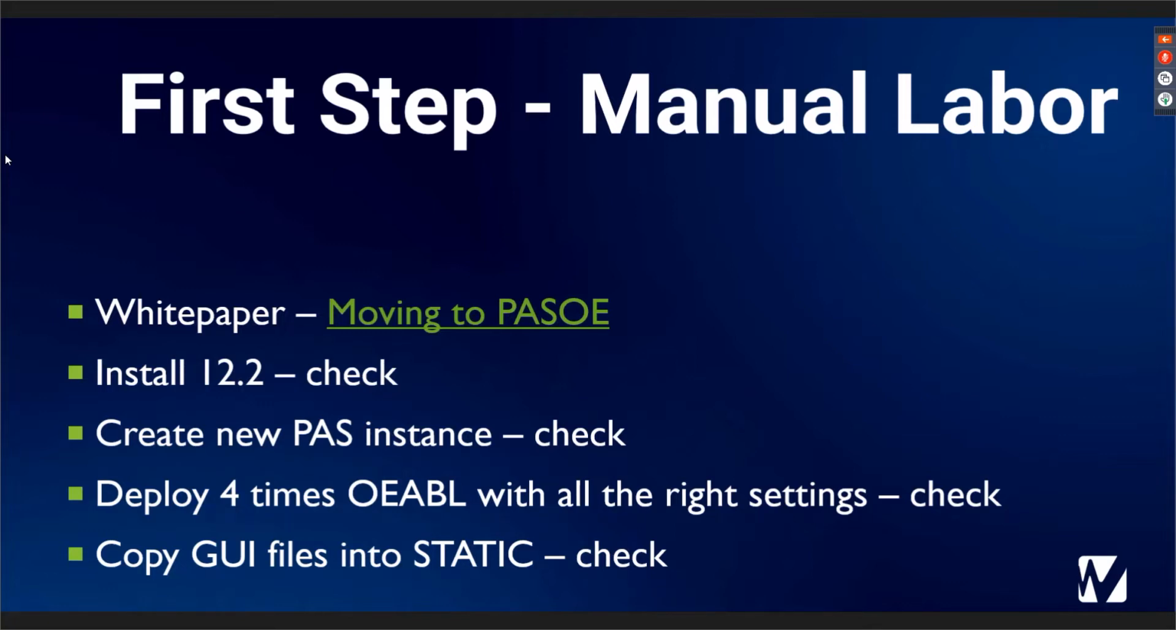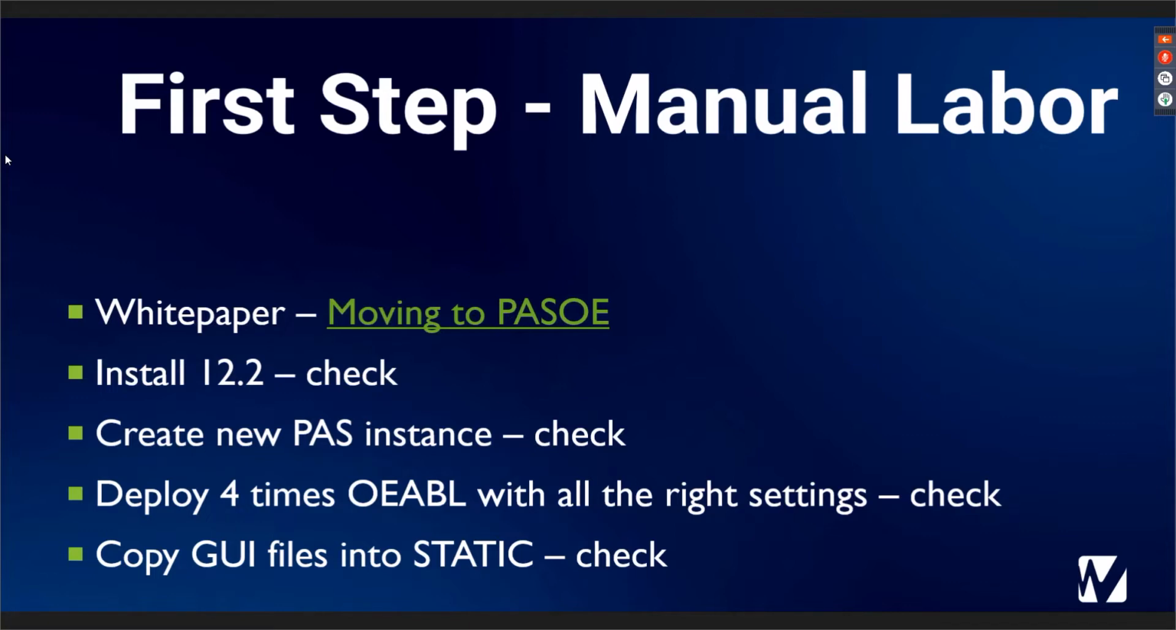I then installed 12.2, but this comes with, when we move into Progress 12, I already had the 11.7 installed because there was the classic environment, so you can skip this one for now. And next step was to just create a new PAS instance using OpenEdge management console. So it's an easy peasy task.